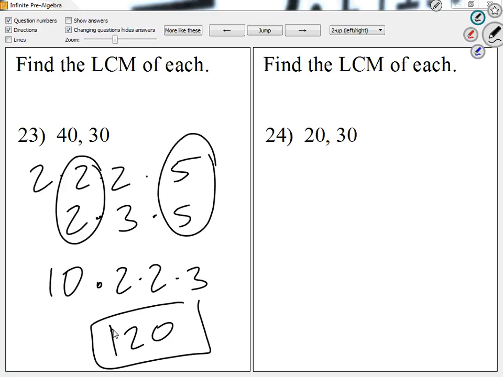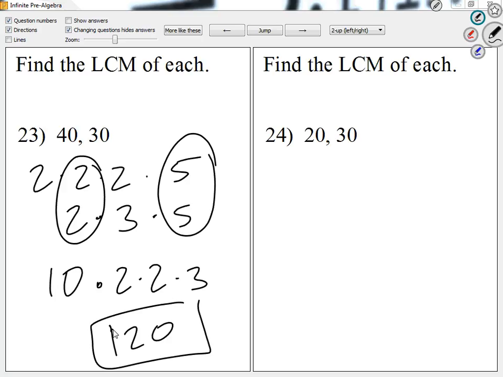I will recommend calculators because you're dealing with bigger numbers. But once again, get your greatest common factor multiplied by everything else. That will give you your least common multiple. Does that make sense? All right, any questions?